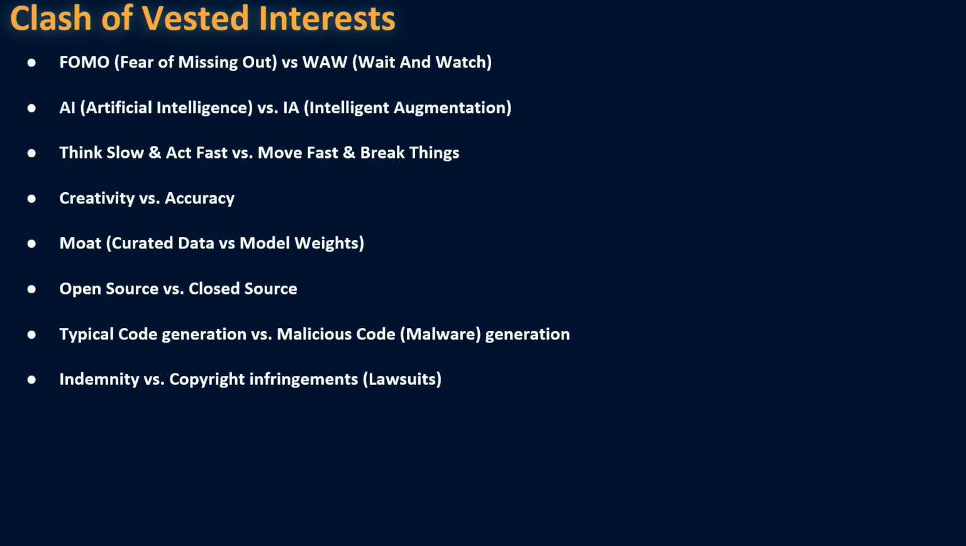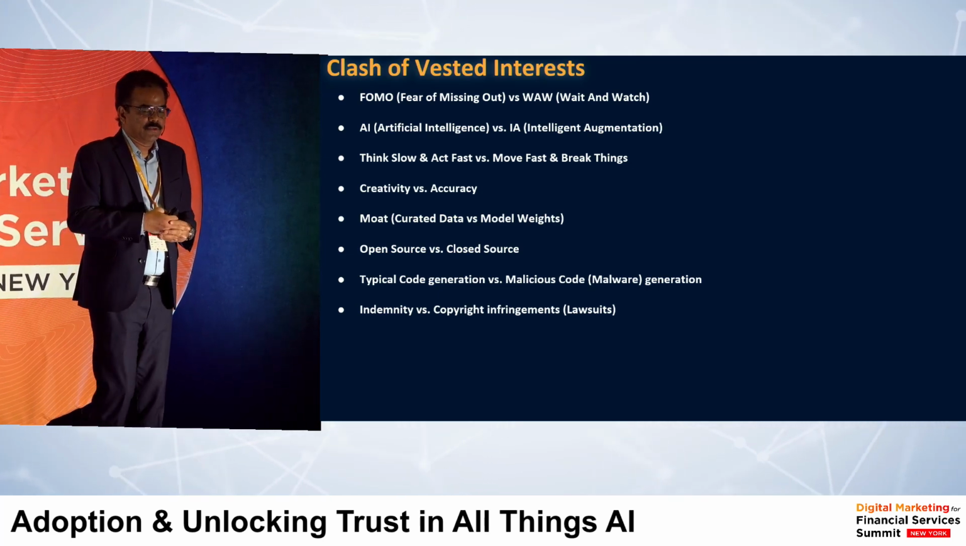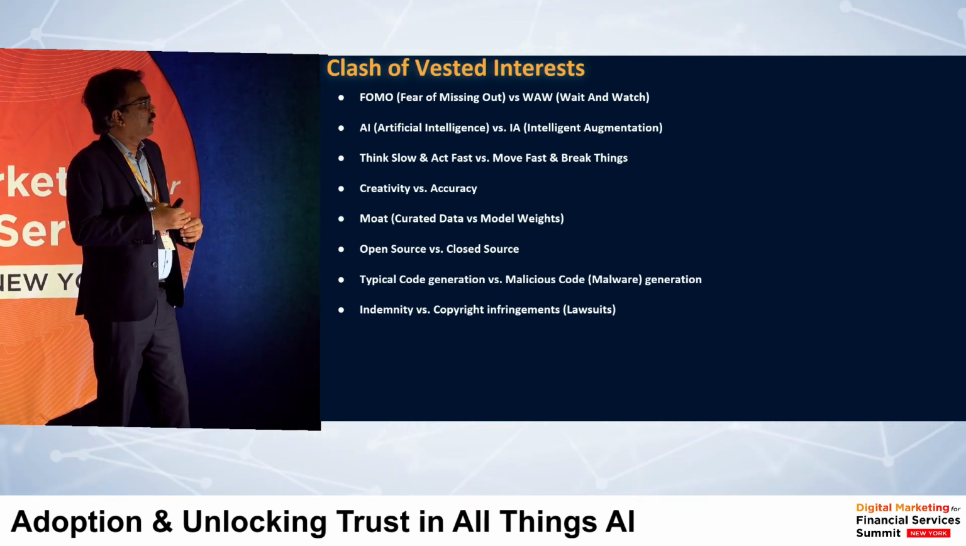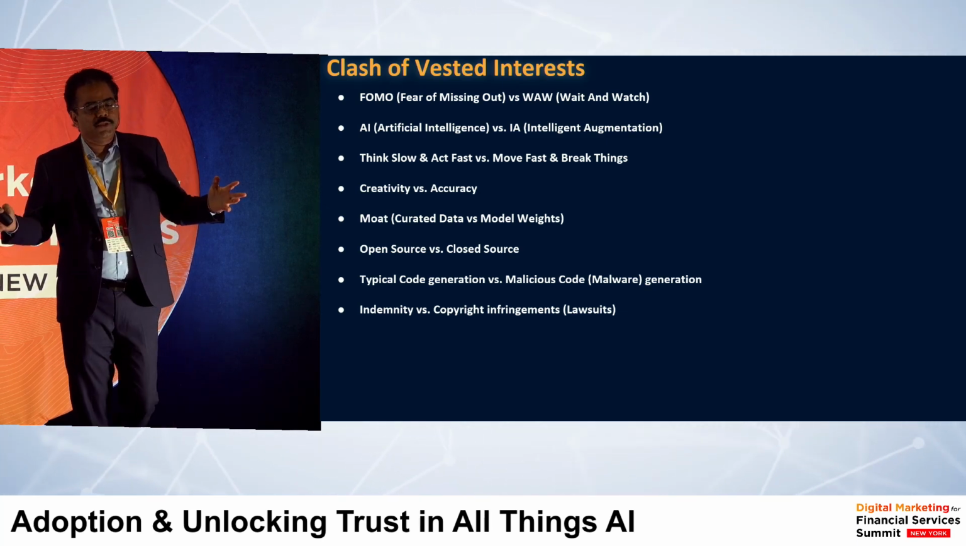The next one is with respect to the clash of vested interests. There are companies who are in FOMO mode, fear of missing out. They want to go, like Bloomberg and Morgan Stanley, they're just jumping on it. But there are other companies that say we'll just wait and watch. It could be another bubble. Well, is it actually artificial intelligence or intelligence augmentation? Primarily the second one. But again, there are people who think that it could become AGI. You can see think slow and act fast versus move fast and break things. You're going to see a lot of things move fast and break things. That's what we have seen all of these companies trying to do right now.